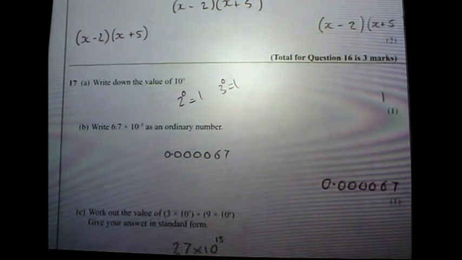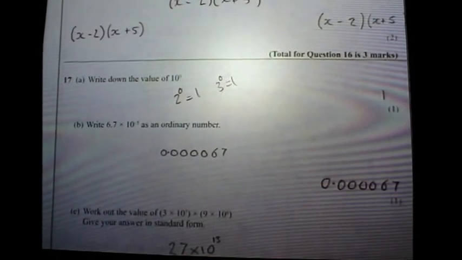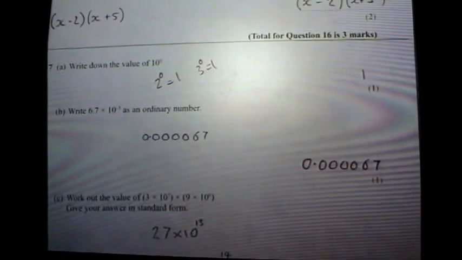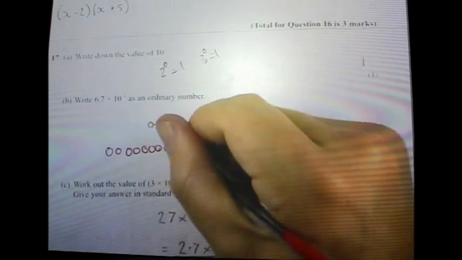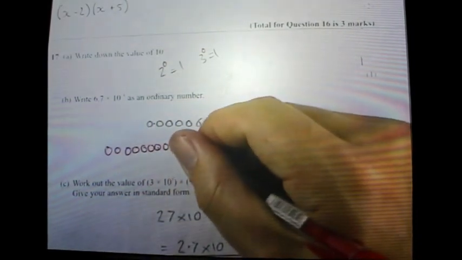Right. 6.7 times 10 to the minus 5 as an ordinary number. The way I do this is write out a load of noughts. It doesn't matter how many, just write as many as you like. That'll do. And then put 6, 7 at the end. Right, we know the point's in there.